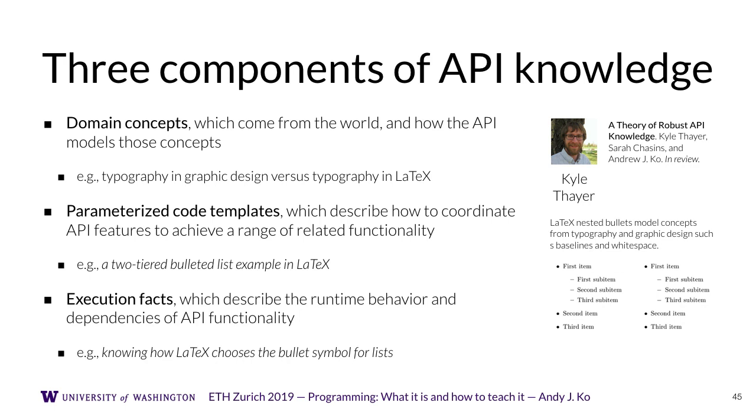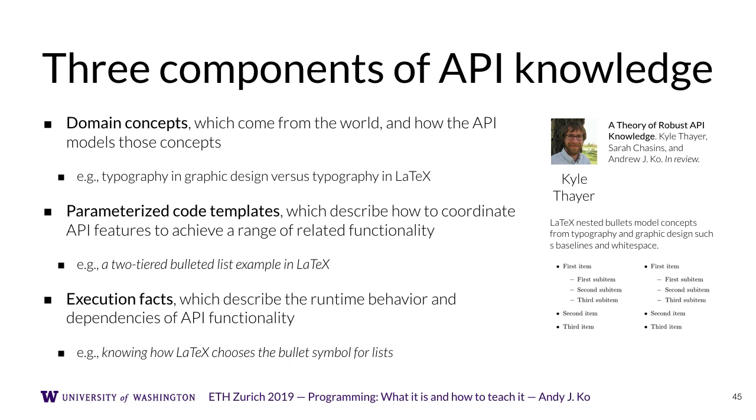These describe how to coordinate API features to achieve some range of functionality. So this bulleted list example here, you need some example that not only shows how bulleted lists work, but how you can extend them to two-tiered bulleted lists or three-tiered bulleted lists. So one example is not enough to do that. You need examples that show how an example can be modified to achieve other related behaviors.